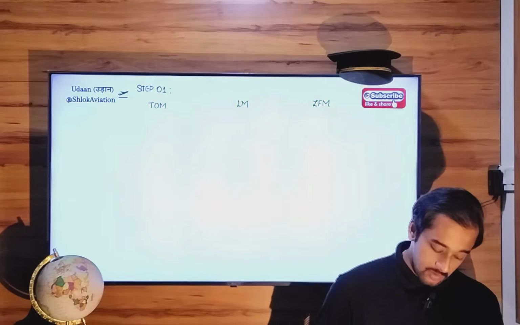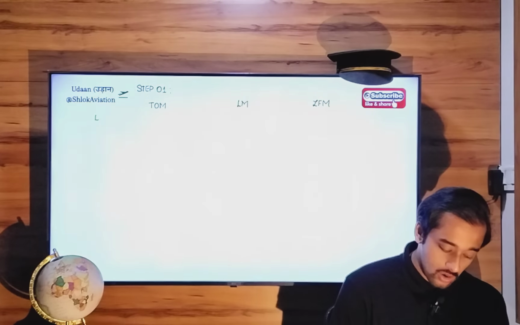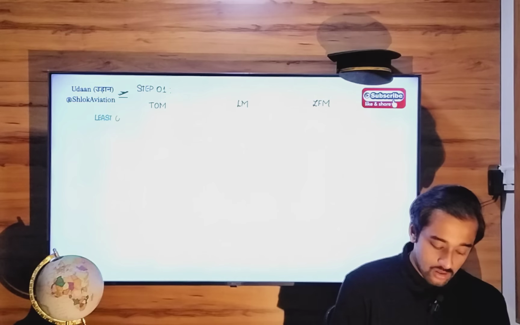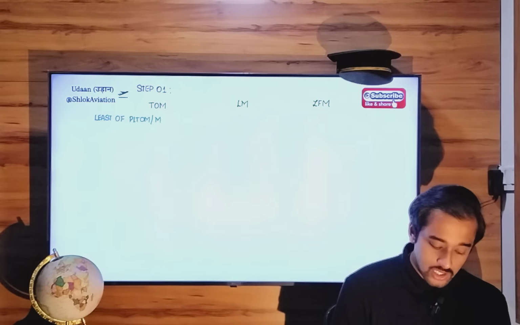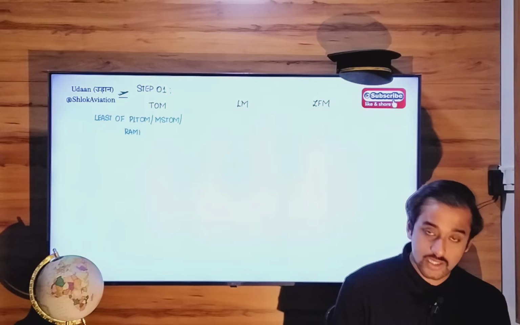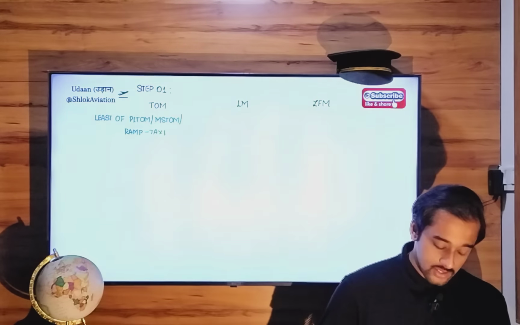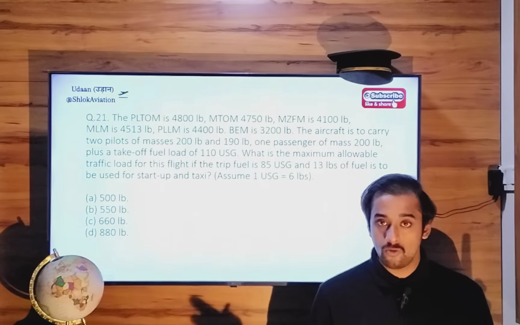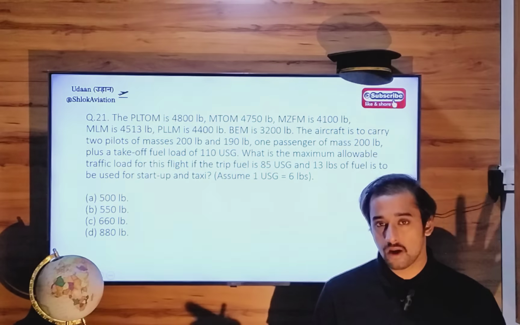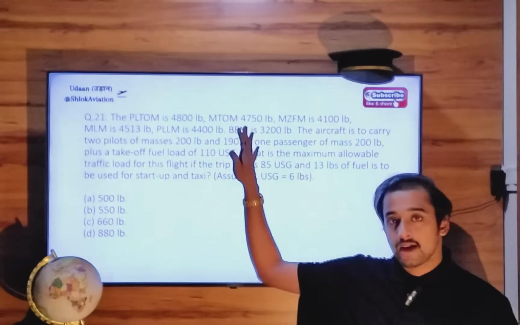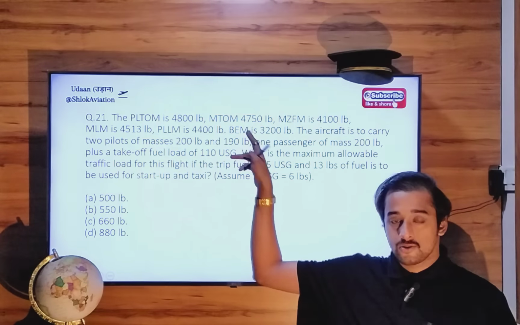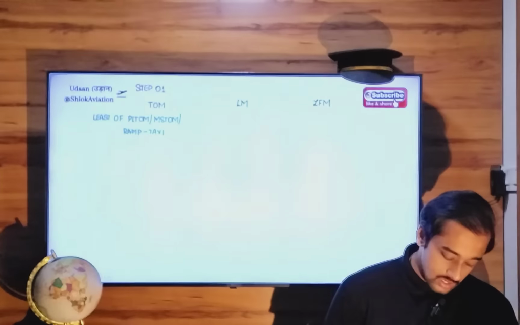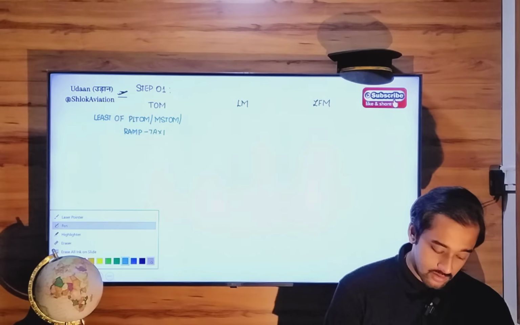Now in case of takeoff mass, you have to select the value which is least of performance limited takeoff mass, maximum structural takeoff mass, ramp minus taxi. Over here we have been given two values of takeoff mass, performance and maximum. Out of these two, 4750 is the lesser value. So select 4750 here.